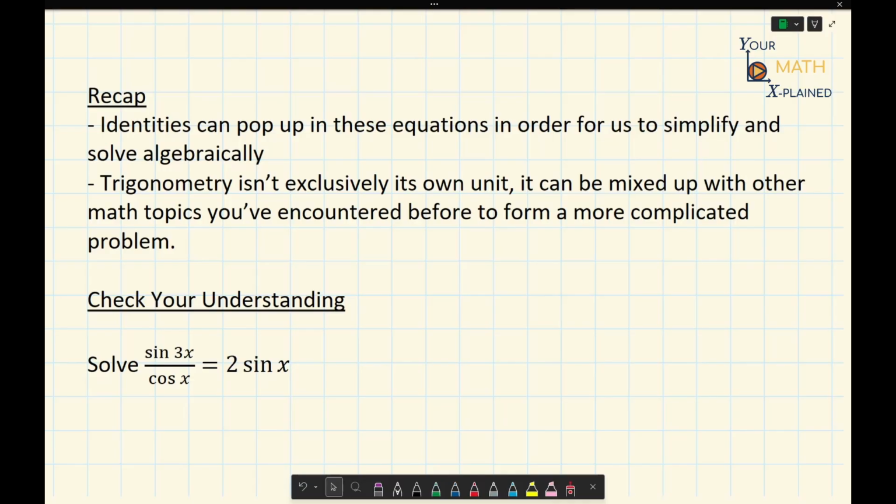And now, it is your turn to give this a try. Can you solve the equation on the screen here? This one can be a little tough. But here's a hint. If you get stuck, go check out the intermediate level video of sum and difference identity, and that should give you a hint on where to start.